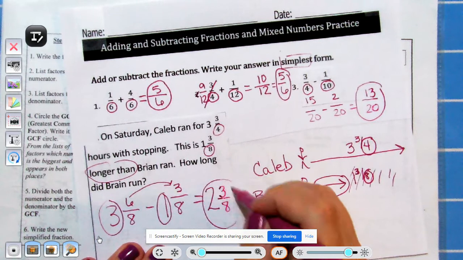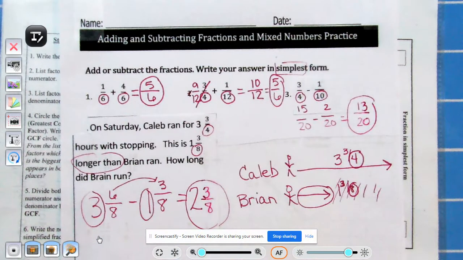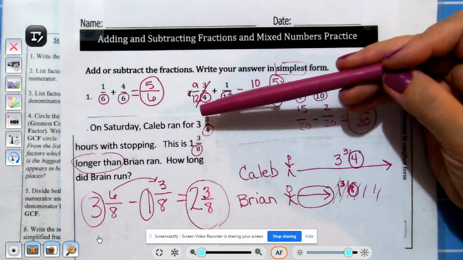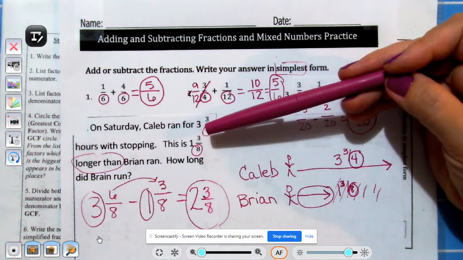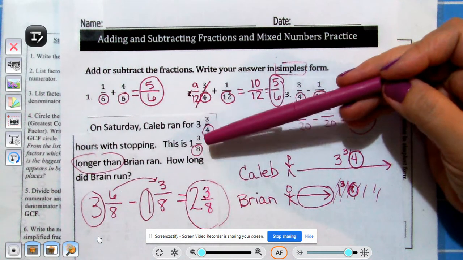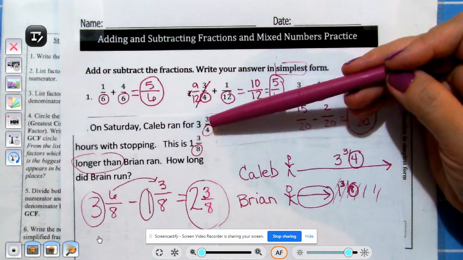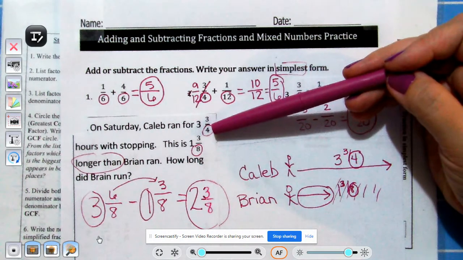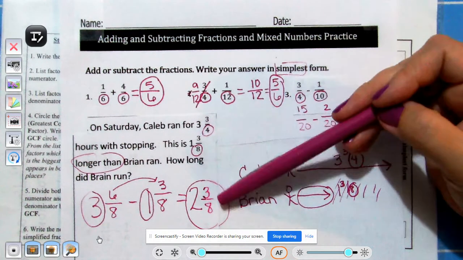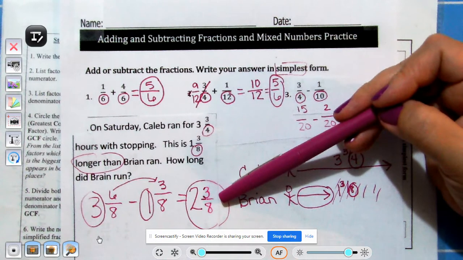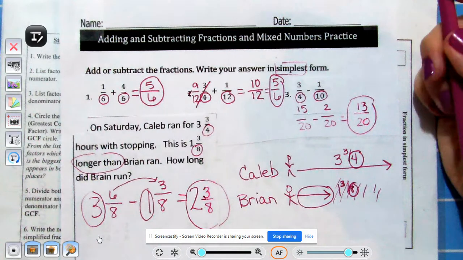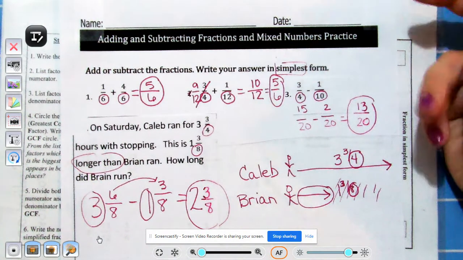Now we just need to go back and make sure that the answer makes sense. So Caleb ran longer than Brian. Does it make sense that if Caleb ran 3 3/4 hours, that Brian ran 2 3/8? Yes, it does.